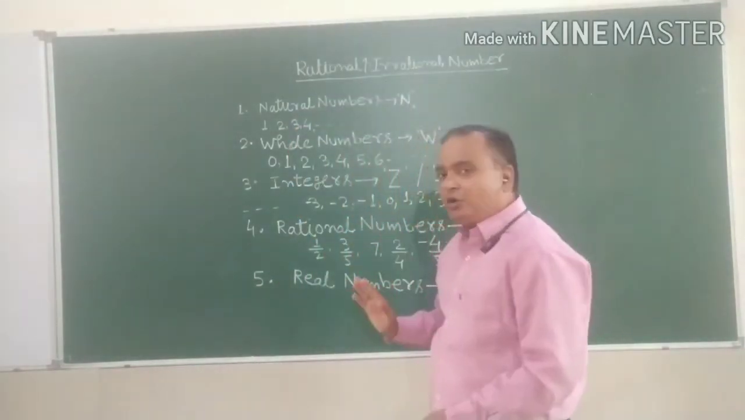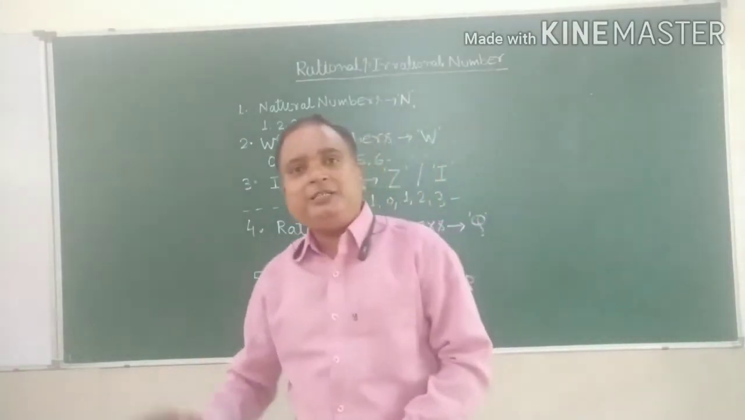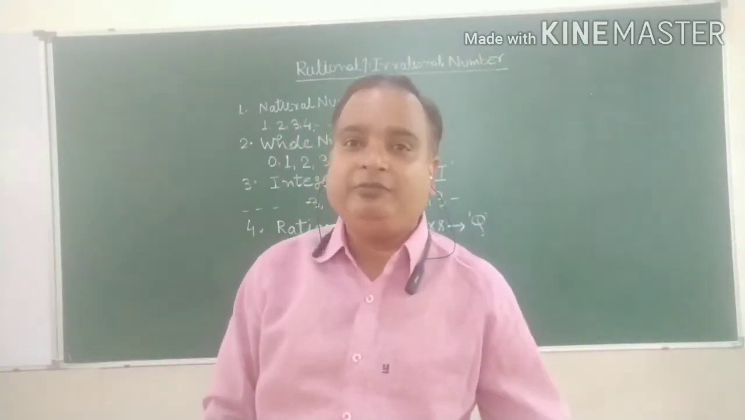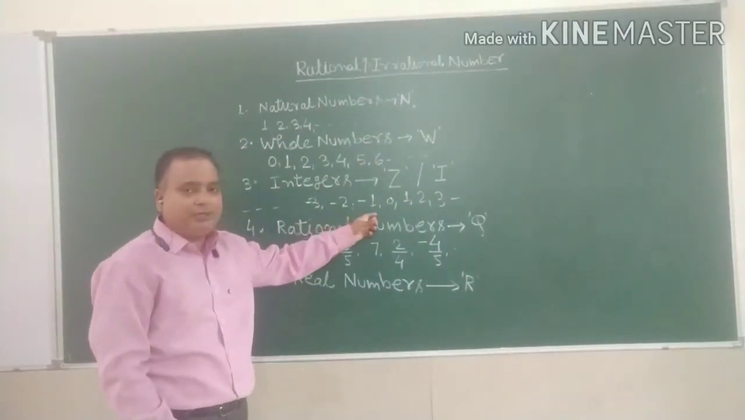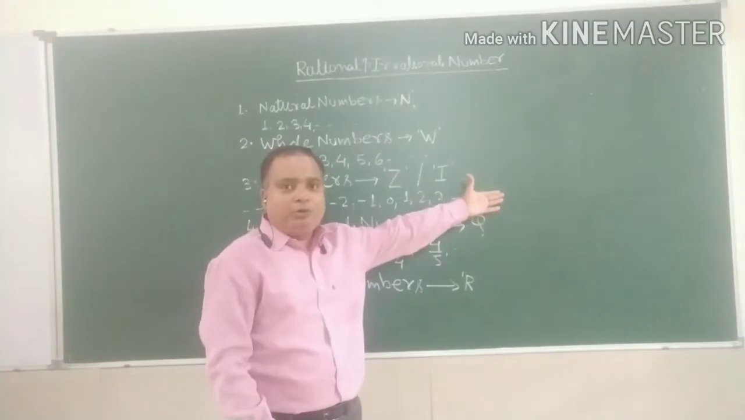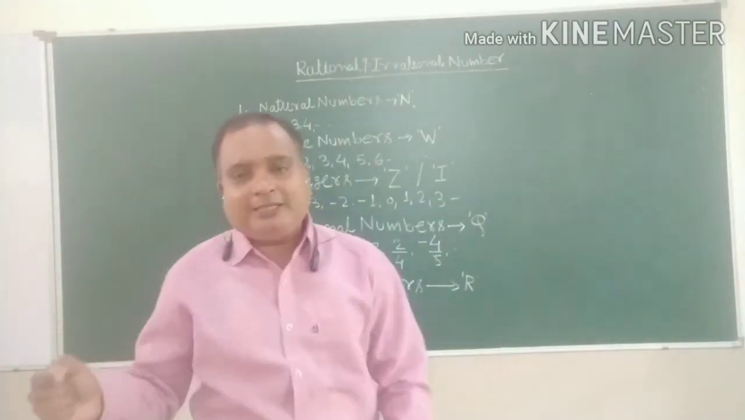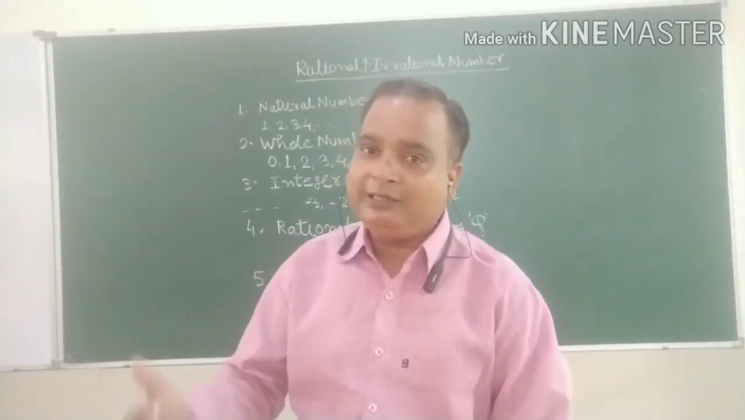So what is the range of integers? The range of integers is minus infinity to plus infinity. It means the examples are minus 3, minus 2, minus 1 and so on up to infinity. So the range is minus infinity to plus infinity.